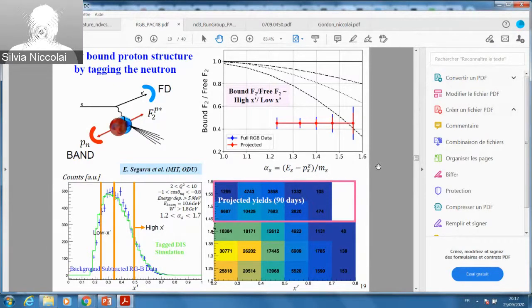My experiment is nDVCS. These three curves represent three different models. Three different models, yes. This is the straight one, and these are different predictions. I understand. So these three curves give the same explanation for the EMC effect?